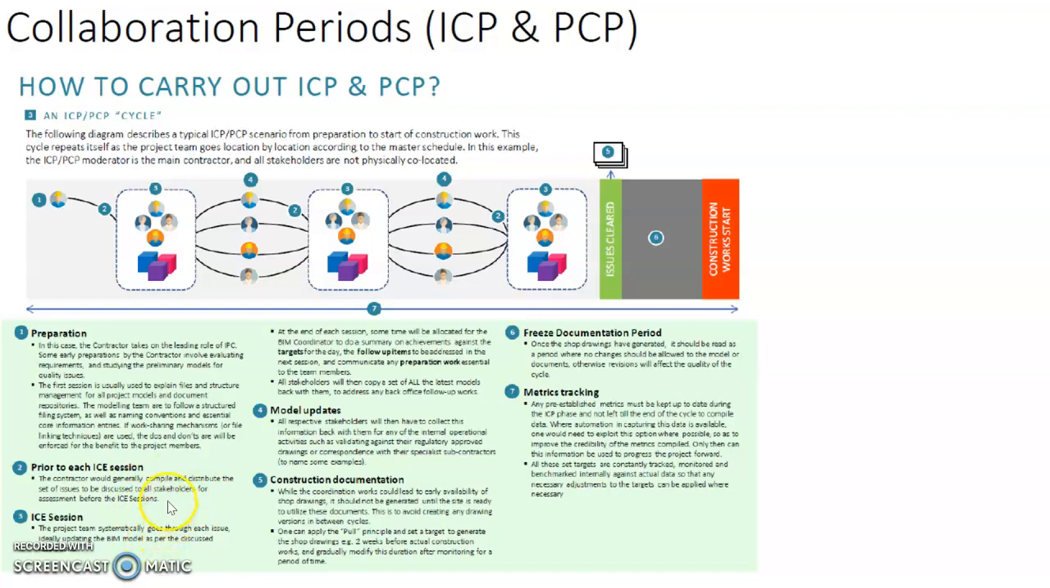During the actual session, the project team systematically goes through each issue, ideally updating the BIM model as per the discussed resolution. At the end of each session, which could be an ICP session or PCP session, some time will be allocated for the BIM coordinator to do a summary on the achievements against the target for the day, the follow-up items to be addressed in the next session, and communicate any preparatory work essential to the team members.